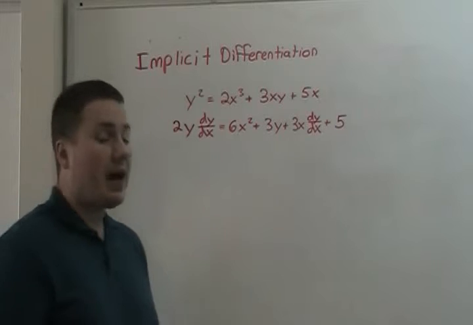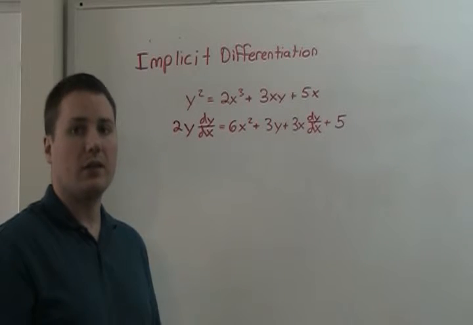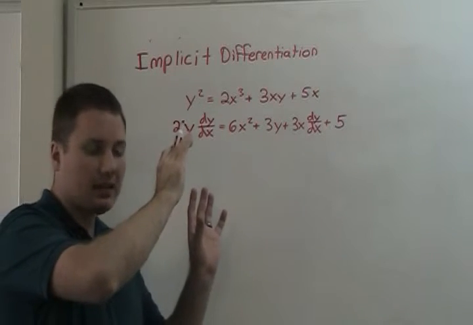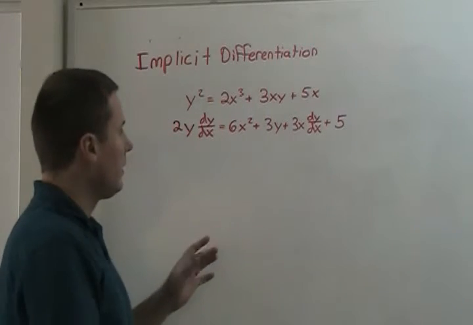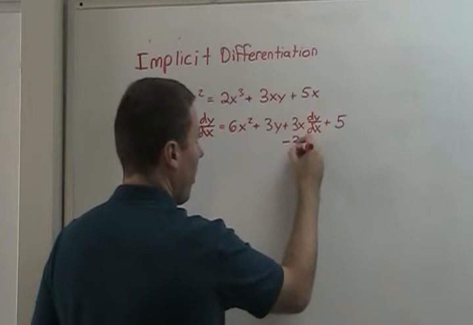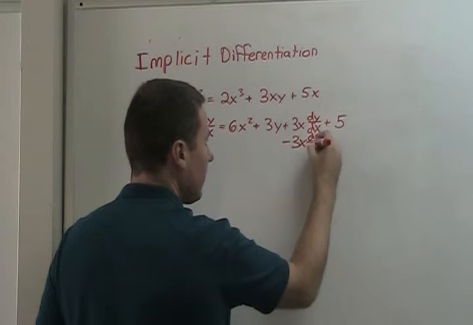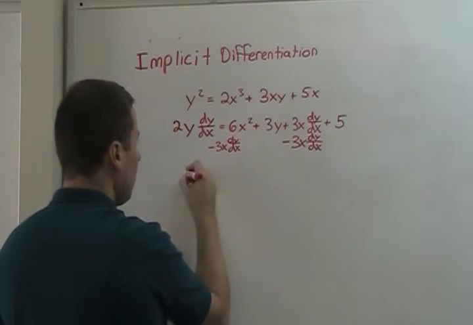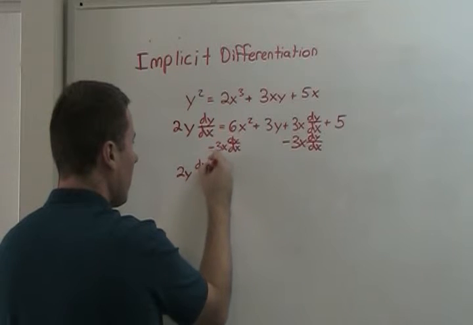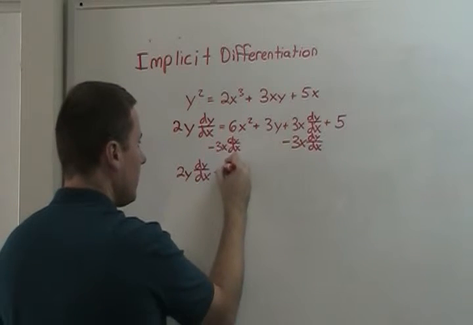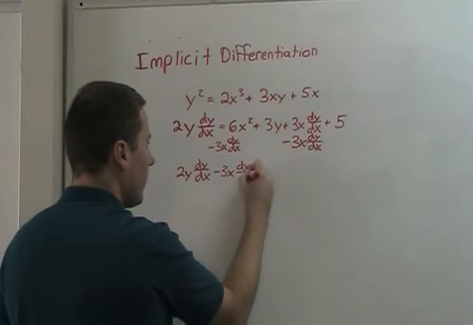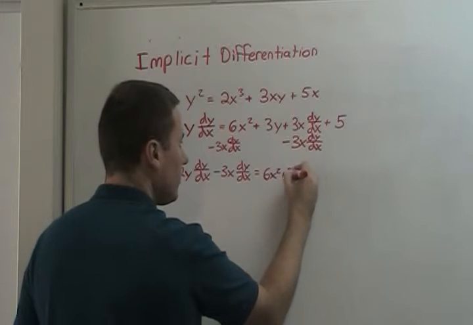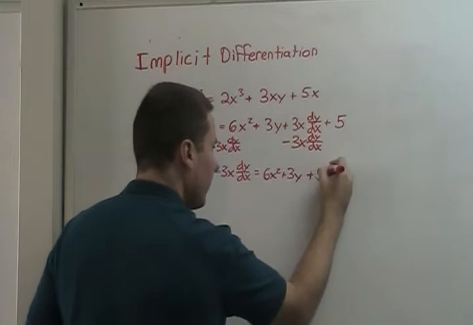Now from here, what you have to do is isolate the dy dx. The way you do that is you move it all to one side, and then you move everything that doesn't have a dy dx to the other side. So to do that, I subtract 3x dy dx. So I get 2y dy dx minus 3x dy dx equals 6x squared plus 3y plus 5.